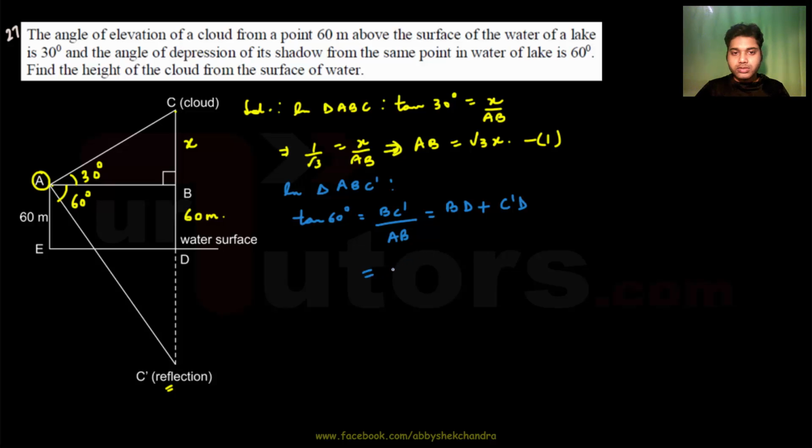Now what is BD? BD is 60. What is C dash D? Divided by AB. What is C dash D? Now C dash D, this is what we want to find.